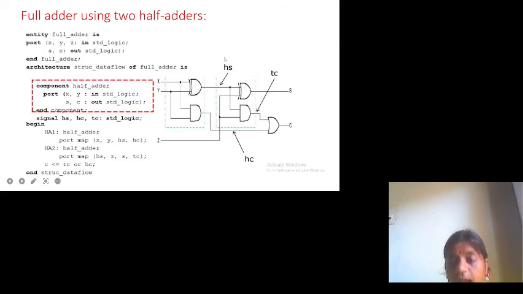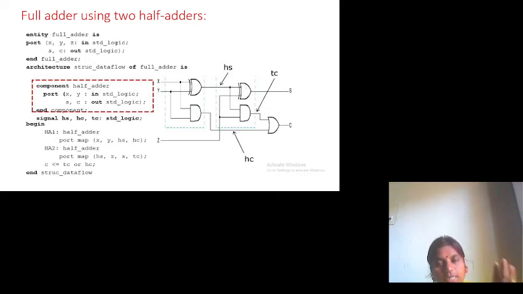Similarly, instantiate the second half adder. So HA2 colon half_adder port map of inputs HS comma Z, following the order, HS comma Z, and then the outputs: this one is sum and this one is TC. So the second half adder is also instantiated.